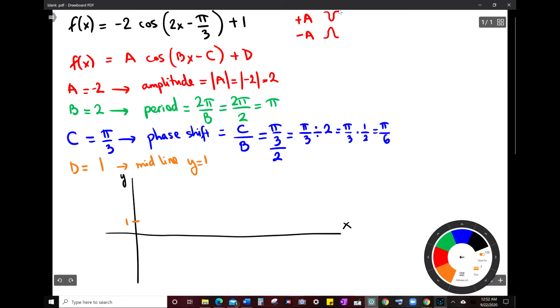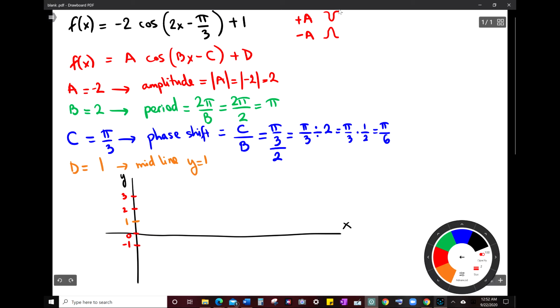Okay, so this is 1. And then based on the midline, we know the amplitude is 2, so we go up 2 units, 1, 2, for the highest line, or the maximum point. And then we go downward 2 units, so then -1. So based on this, we know the highest value we can have for y will be 3, and the lowest value we can have for y on this graph will be -1.